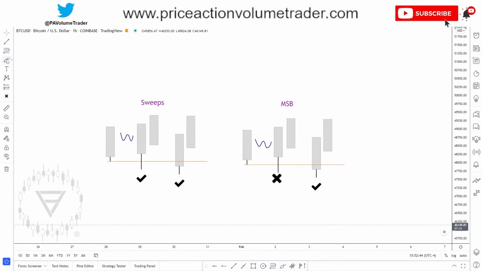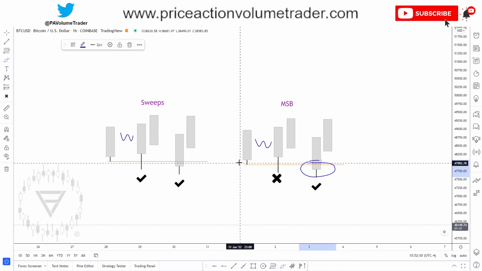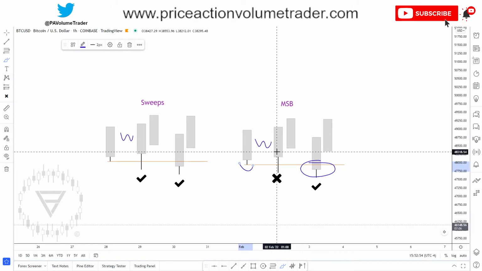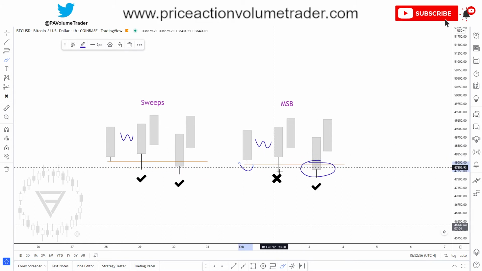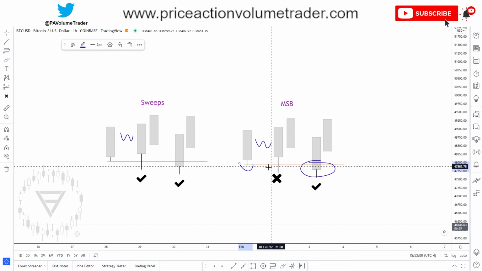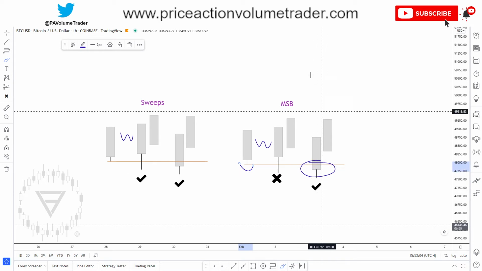But in this case, for a market structure break, we want to see a solid candle close through the previous important swing low. If we just sweep this, this is a swing failure pattern. This is basically just a fake out. So this does not confirm a break in structure. So we want to see this.